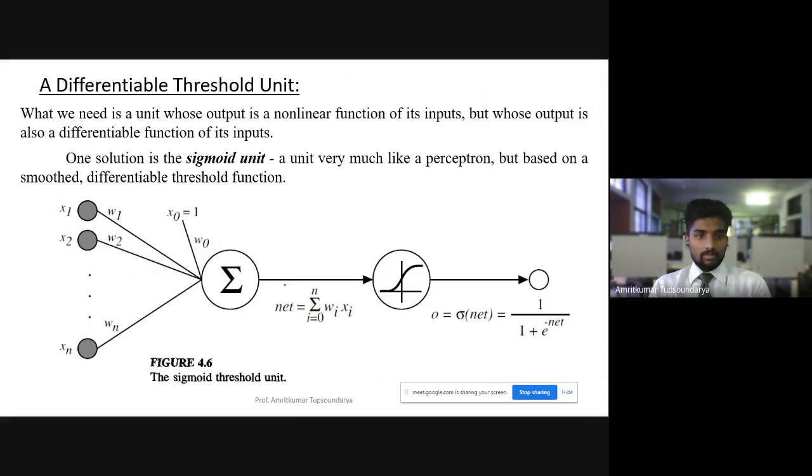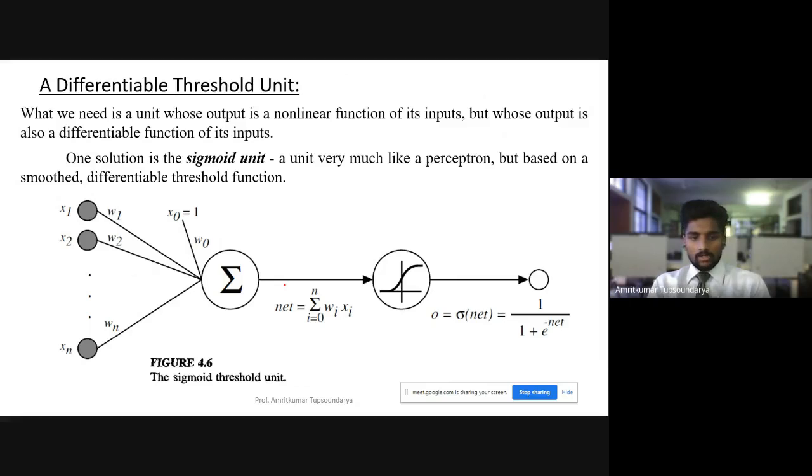Which we have discussed in the previous lectures. The problem with the linear unit is that it produces only a linear function, only a straight function for the training examples. And the problem with the perceptron unit is that it has a discontinuous threshold, which makes the segregation of the input a little difficult.